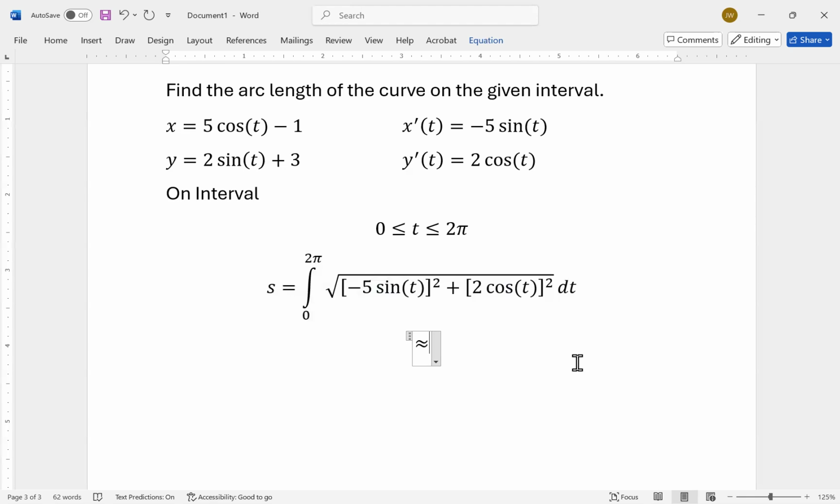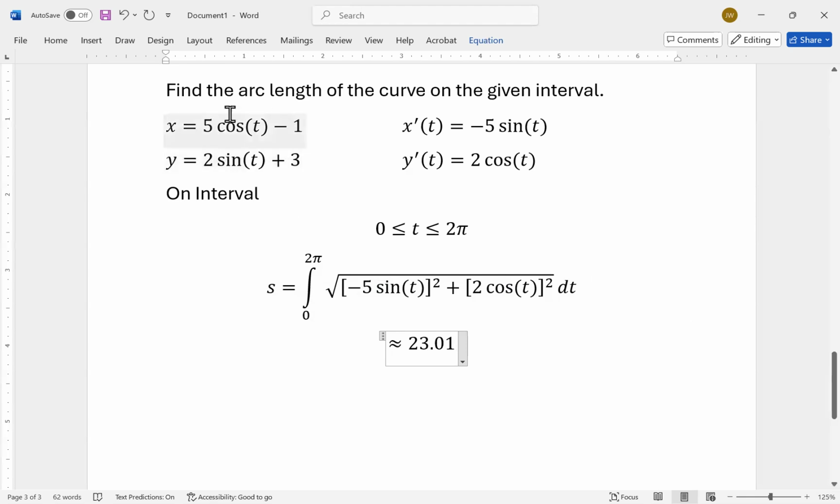As I am doing that, and I have done that, it's going to take a minute to calculate the actual value, but I get about 23.01. So about 23.01 as the arc length of this curve.